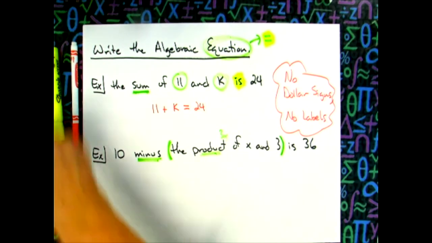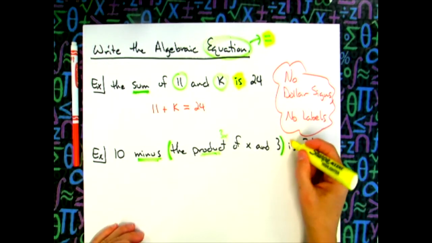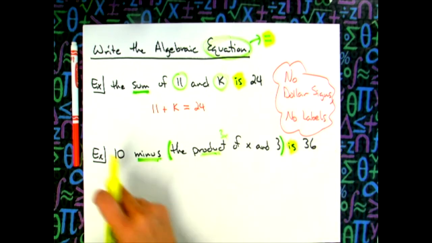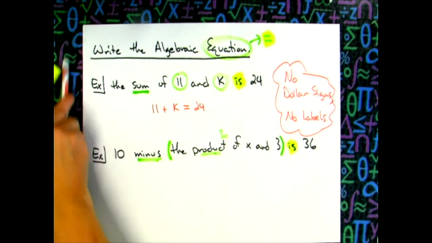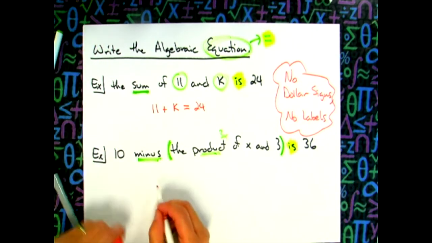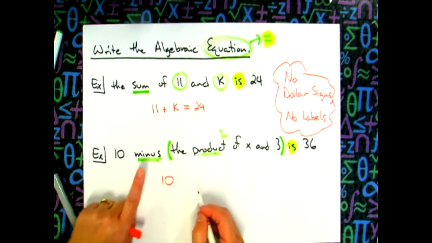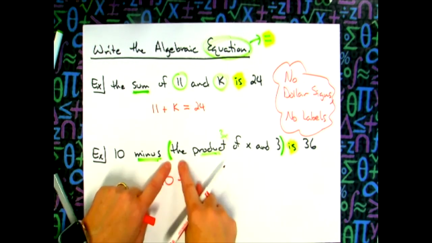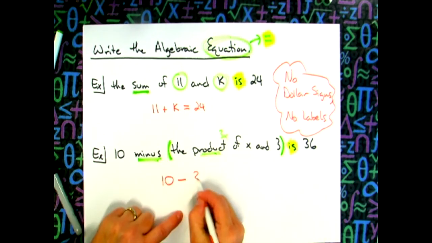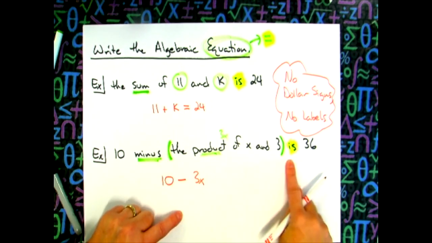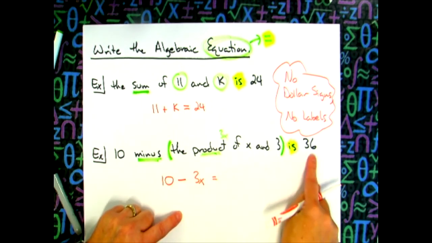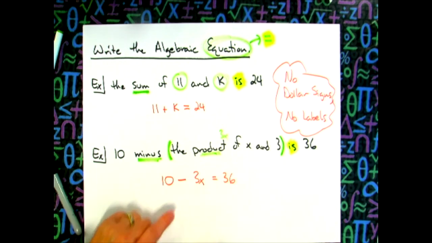I know that the equal sign is going to be the "is." I have a plain 36 over there, and a plain 10 there. You ought to be able to go left to right on this one. Write down the 10 first. Now I am minusing the product of x and 3, so that'll be a 3x. Then I'm ready for the equal sign, and then I've got the 36 on the end.